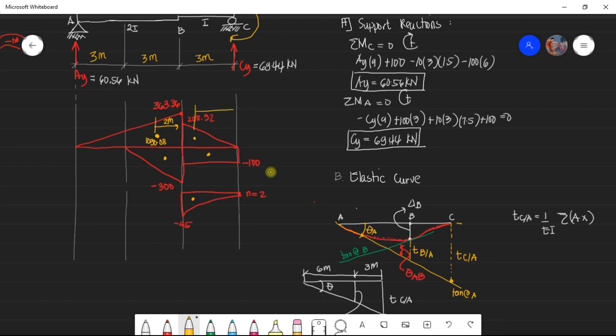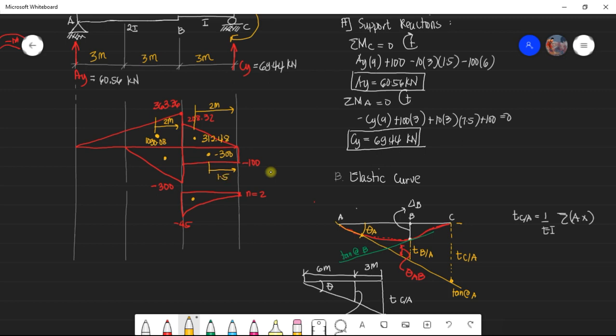Ito naman, from this point, ang value nito is 1/2 times 312.48 times 2. And then, ang distance niya from C is 2 meters. Ito, ang value nito is negative 300. And then, ang distance niya from C is 1.5.